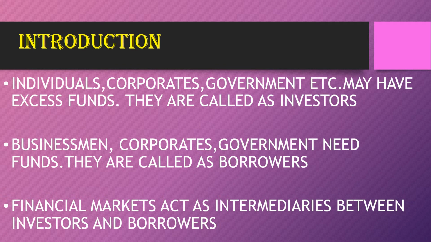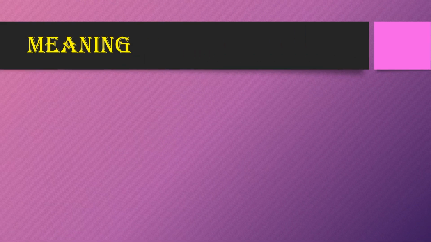The financial markets act as intermediaries between the investors and the borrowers. That is, the investors who have the money and the borrowers who require money. It is here that this concept of financial market comes into the picture. Let us understand the meaning of this financial market.